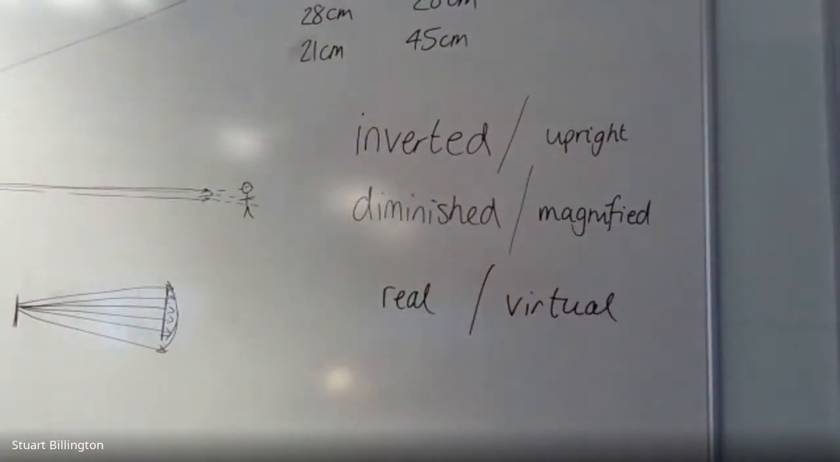So for the last two lines on your table, you need to write that the image is virtual. It does exist, but it doesn't exist in the real world on a piece of paper on a screen. It only exists if you have an imaging system like your eye or a camera in order to reveal that image to you. It's a virtual image. And we'll talk more about that next time.